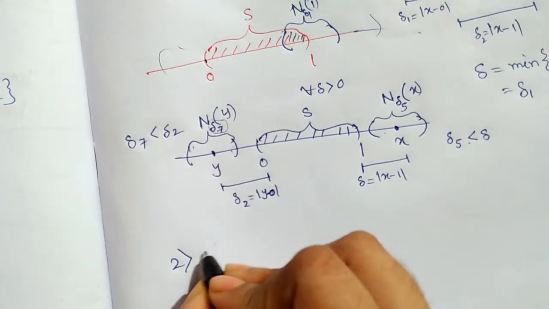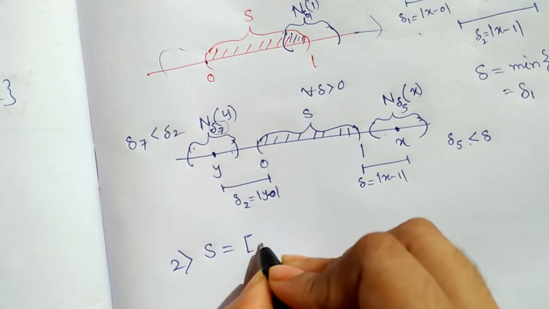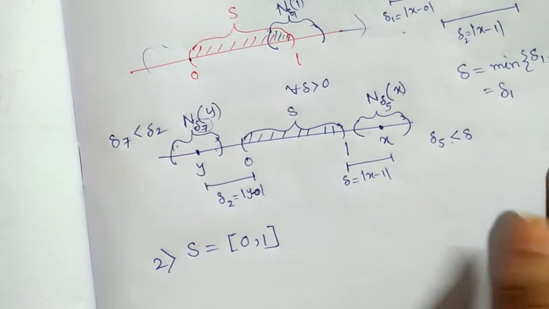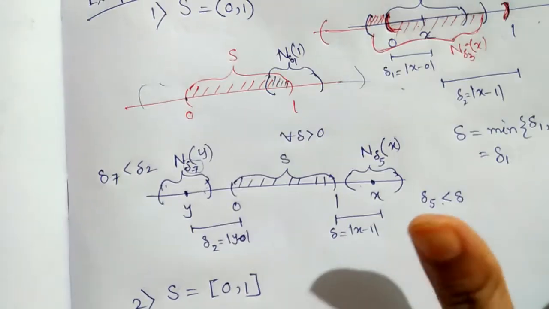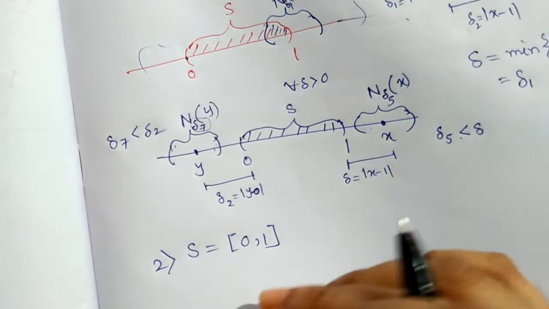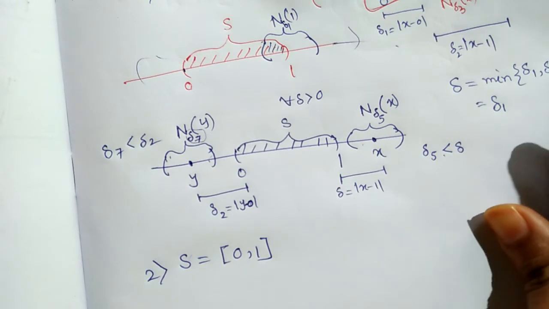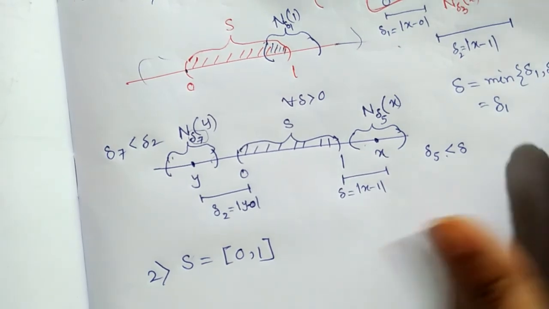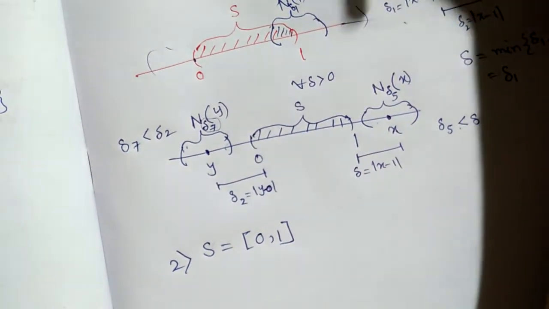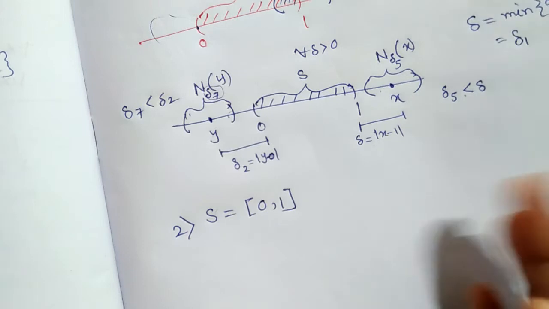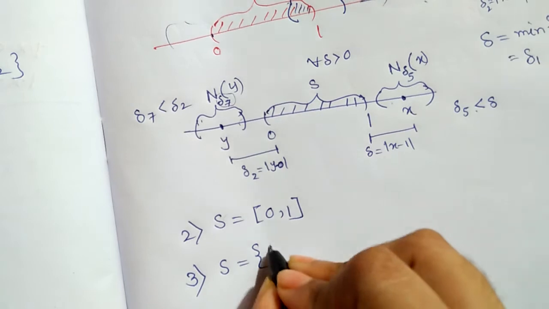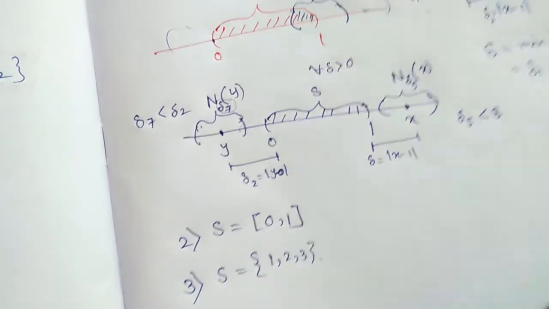Now, our next example is if S is a closed interval [0, 1] or [a, b], whatever. In this case, for a similar reason, each and every member of S is a limit point of S, and no point outside of this set is a limit point of S. So this is done.